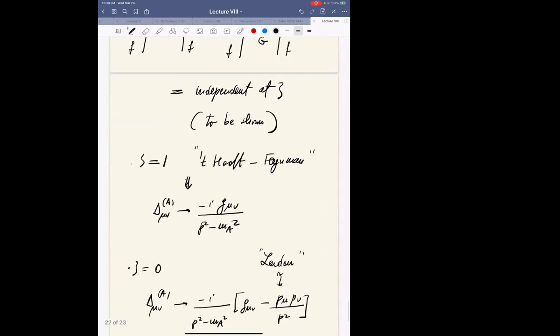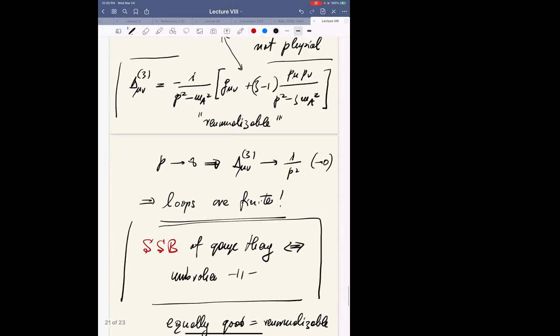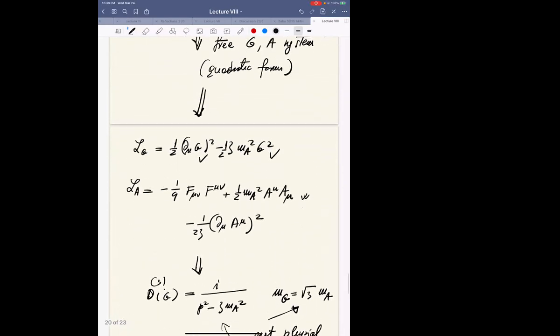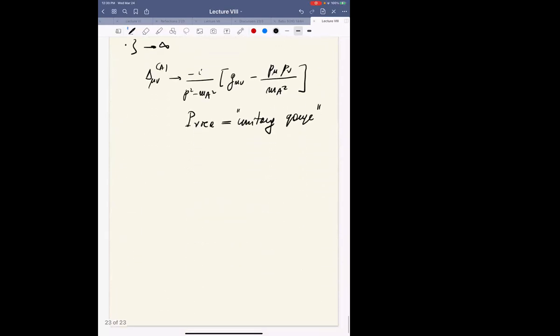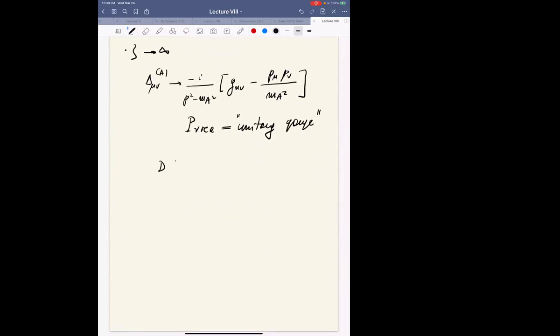Notice another thing also, what happens in this limit: the propagator of G disappears. D of G goes to 0. Of course, this is what you expected. G does not propagate. G goes away, which you expected, because in the unitary gauge there was no G. It agrees fully with the unitary gauge, with what Weinberg did.